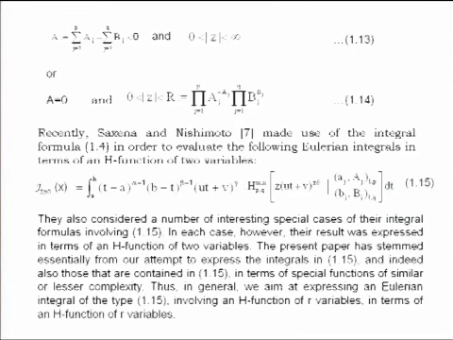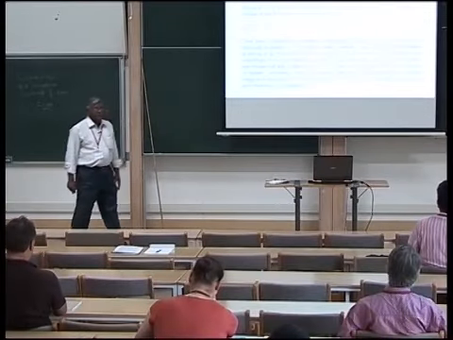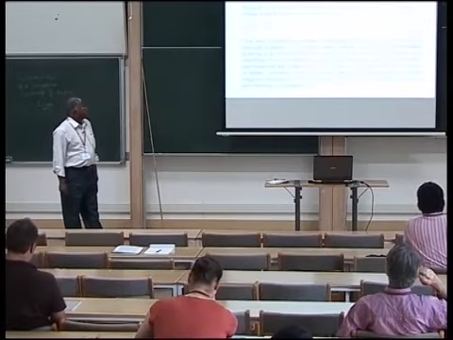Recently, Saxena and Soto 1982 made use of the integral formula in order to evaluate the following Eulerian integrals in the form of this. They also considered a number of interesting special cases of the integral formula in the above equation 1.15. In each case, however, the results were expressed in terms of the H function of two variables.